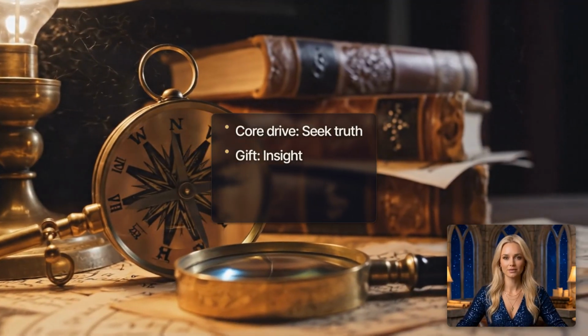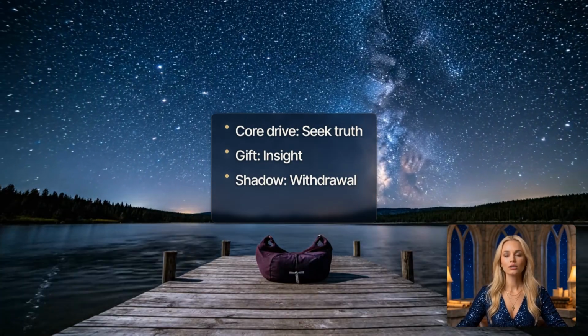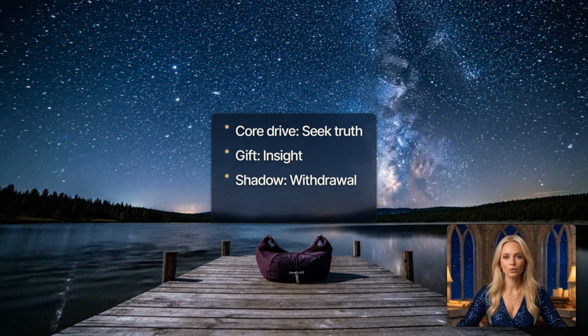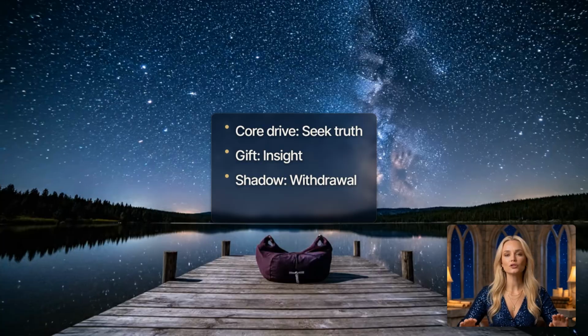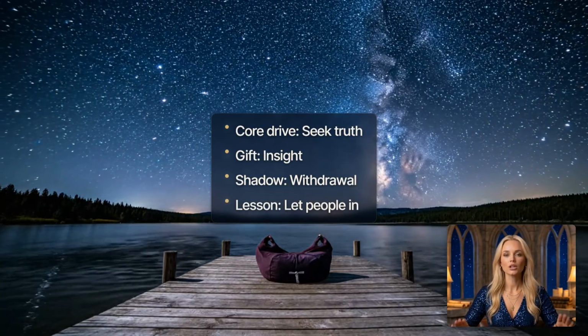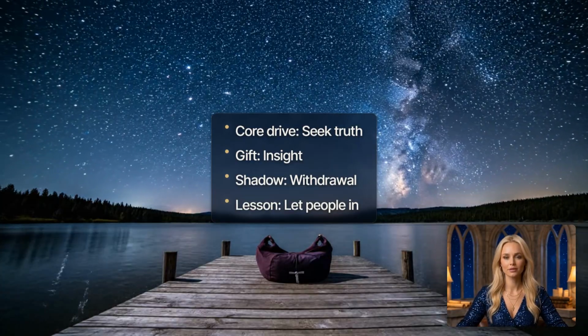But the shadow of 7 is withdrawal, distrust, cynicism, or disappearing so far into the inner world that connection feels difficult. Your lesson is to let your depth become a bridge, not a wall. To trust that being understood is possible, even for you. Sometimes depth can look like distance. That does not mean the heart is absent. It often means the heart is protecting something very tender.